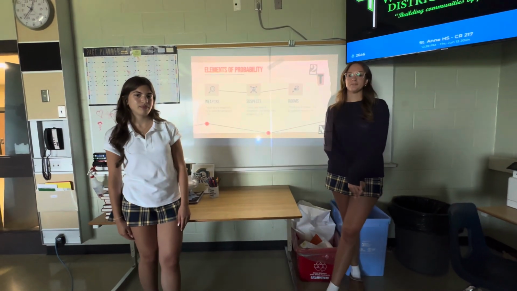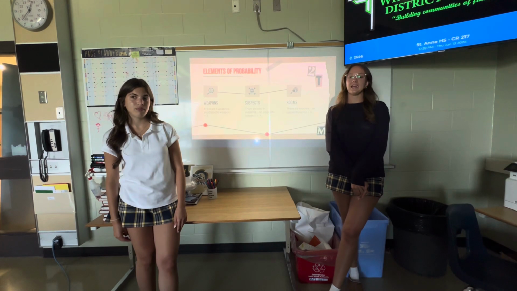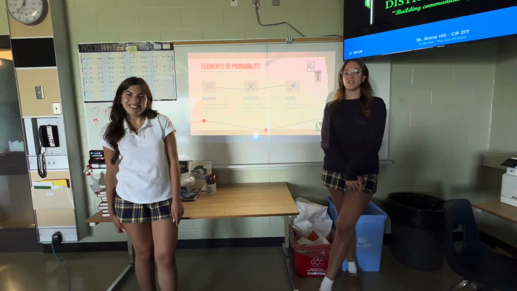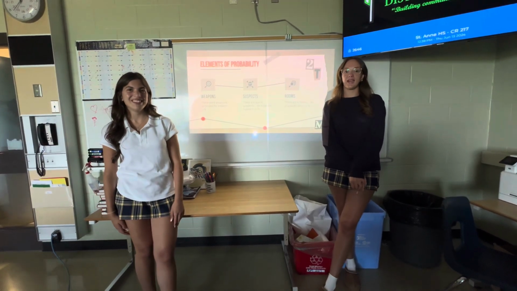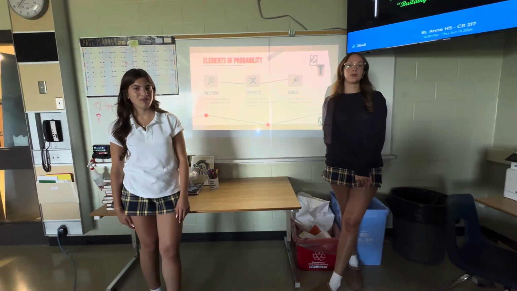Elements of probability. Weapons. There are 6 weapons, so P(specific weapon) is 1 over 6. Suspects. There are also 6 suspects, so P(specific suspect) equals 1/6. Rooms. There are 9 rooms, so P(specific room) equals 1/9.